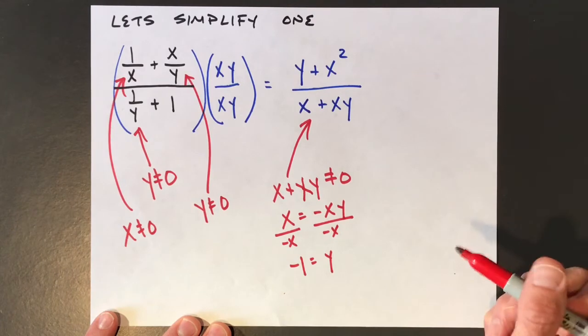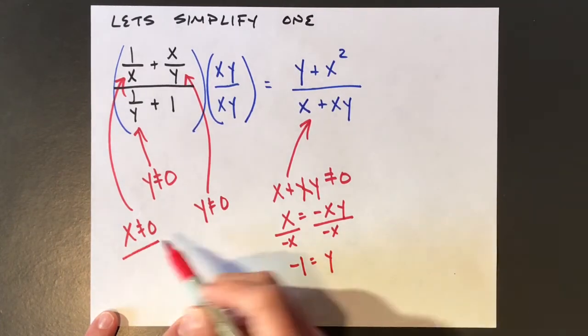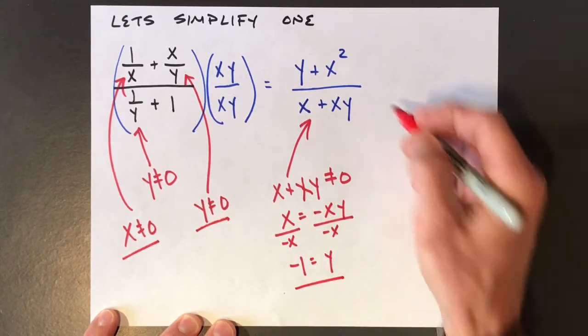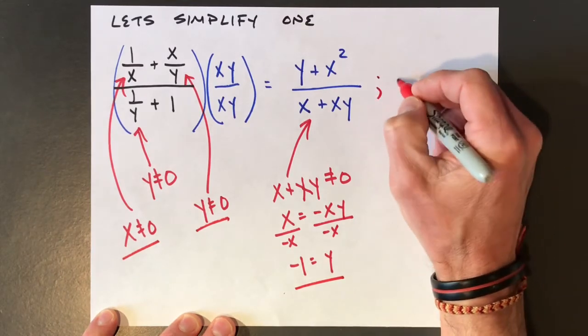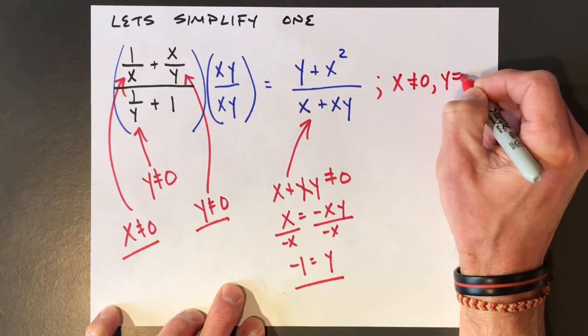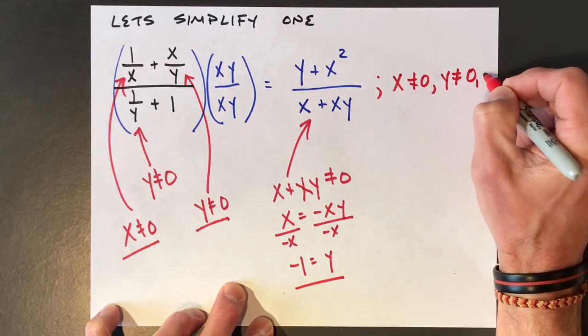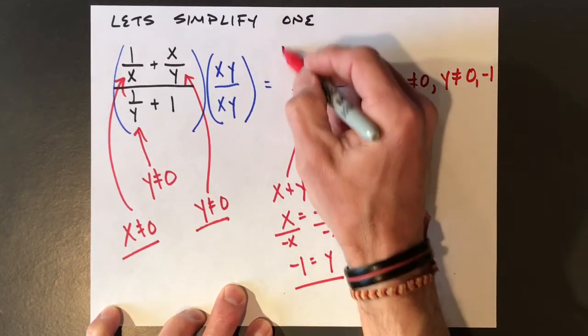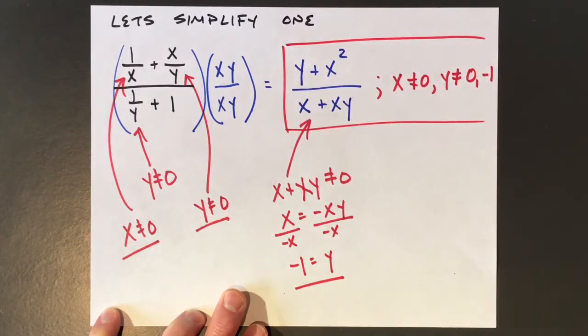So I think I have 3 restrictions. I have 1 of them, 2 of them, and 3 of them. So I'm going to put a semicolon. I'm going to put x cannot be 0, and y cannot equal 0 or negative 1. And that would be my whole answer.